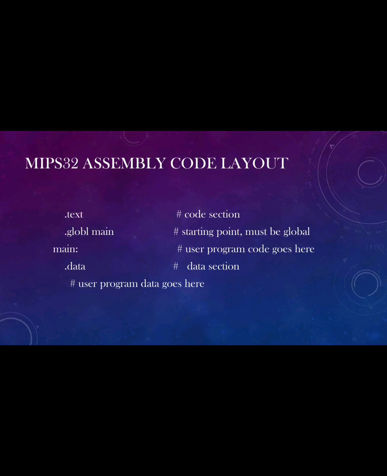Now the MIPS 32 assembly code layout is as shown below, that is .text, which is the code section, .global main, the starting point, which must be global, then comes the main section where the user program code goes, .data, that is data section, where the program data goes.